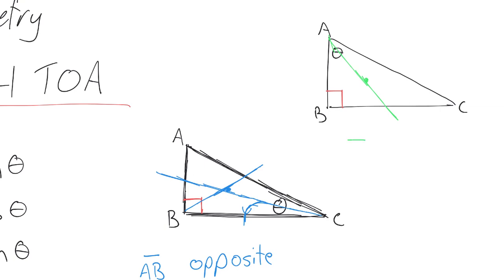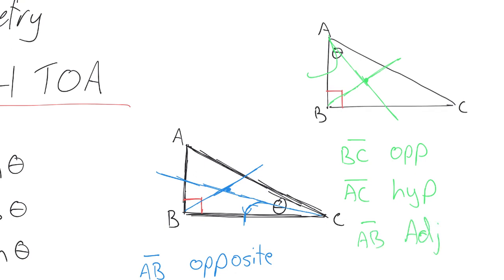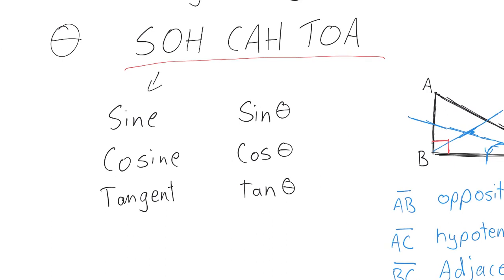So now, line BC is opposite to theta. We take our line from the right angle through the dot until we leave the triangle. Remember, line AC is still the hypotenuse. And then the last one left that hasn't been crossed is line AB, which is the adjacent. And that's how we find opposite, adjacent, and hypotenuse to later on use in these trigonometry functions. And we're going to go into that in our next video.